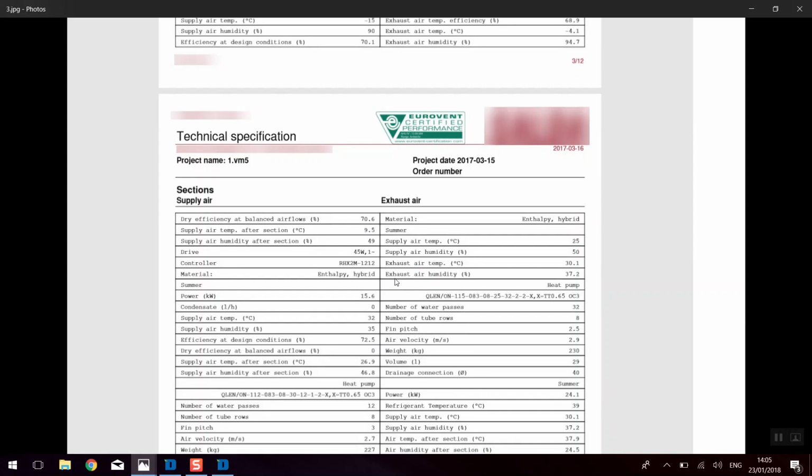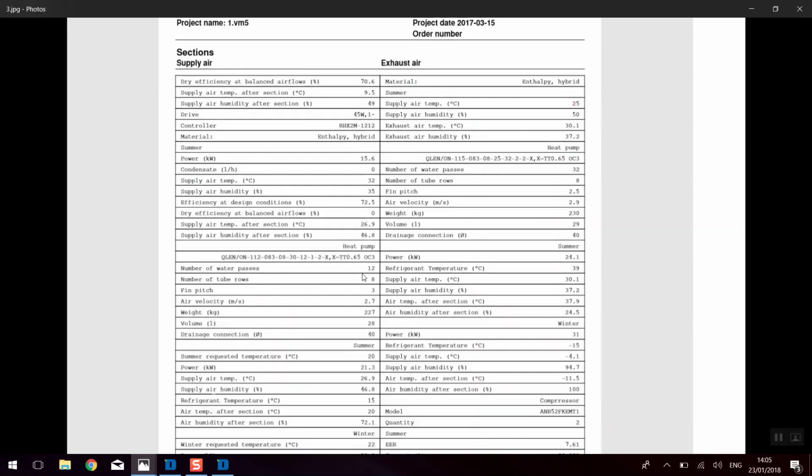Or yes, here it is, exhaust air humidity 37.2, and the material, it's written enthalpy hybrid, which means again this rotary heat exchanger is not sorption type, so maybe it will transfer some humidity during the winter time, but not in the summertime. Then we go to the heat pump circuit, and here what we would like to show you is the following.